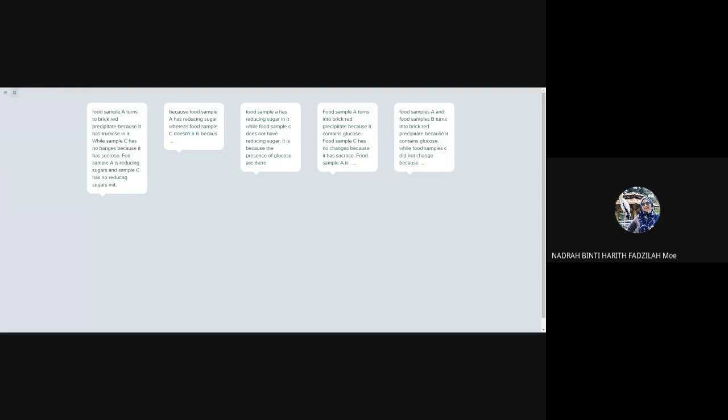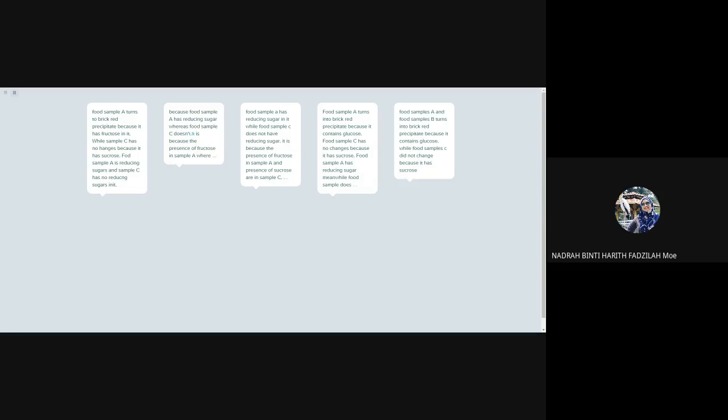Okay, so it is because the presence of glucose in, tambah sikit ya Maisara, presence of glucose in sample A, presence of sucrose in sample C. Tambah sikit ya. Kita habaq Mai kata in sample A there is fructose, glucose pula saya salah. Sample A got fructose, sample B got sucrose. So sucrose is not a reducing sugar.